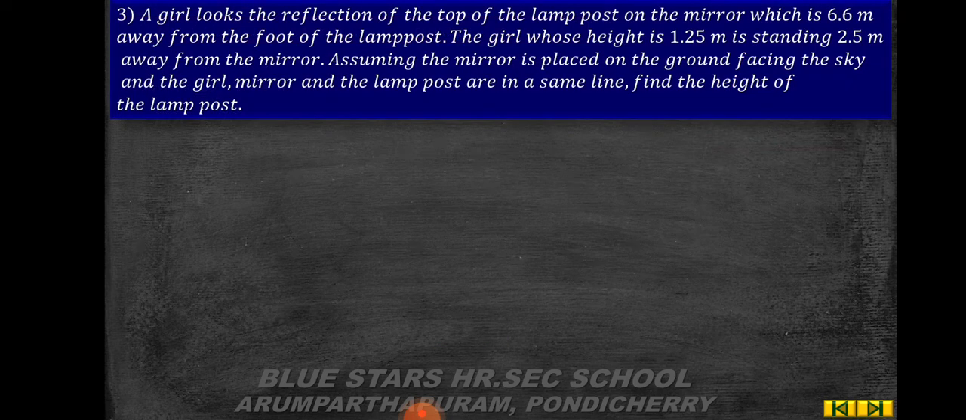Problem number 2. A girl looks at the reflection of the top of the lamp post on the mirror, which is 6.6 meter away from the foot of the lamp post. The girl, whose height is 1.25 meter, is standing 2.5 meter away from the mirror. Assuming the mirror is placed on the ground facing the sky and the girl, mirror and the lamp post are in the same line, find the height of the lamp post.